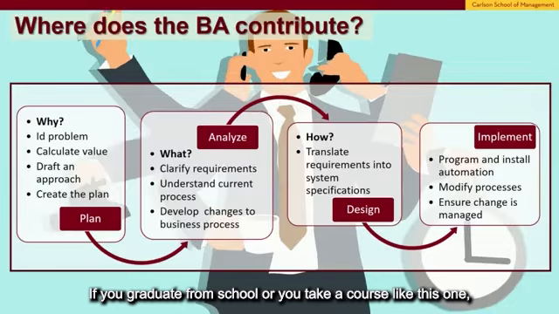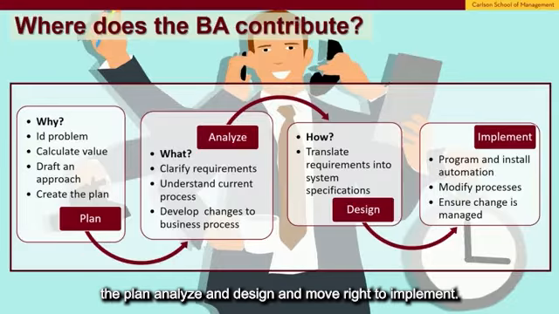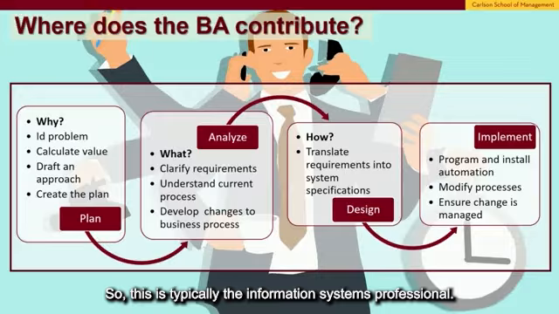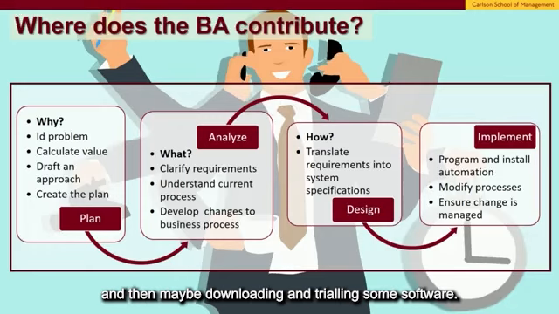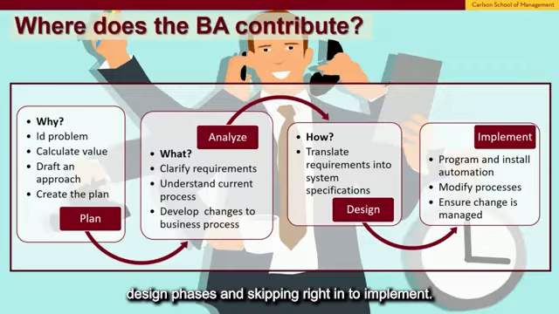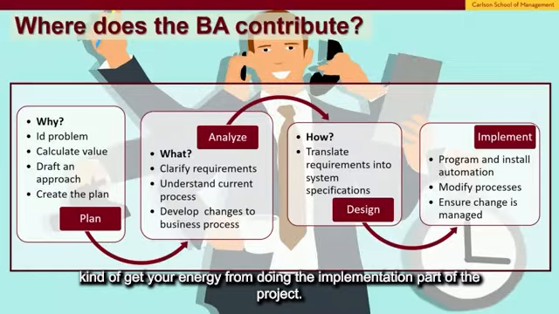If you graduate from school or you take a course like this one, you're typically going to want to skip the plan, analyze, and design and move right to implement. So this is typically the information systems professional. If someone approaches them and says, hey, I need to automate my point of sale system, they immediately begin doing research and maybe downloading and trialing some software, essentially blowing through the plan, analyze, and design phases and skipping right into implement. And that's if you have a computer science or an MIS background and you get your energy from doing the implementation part of the project.